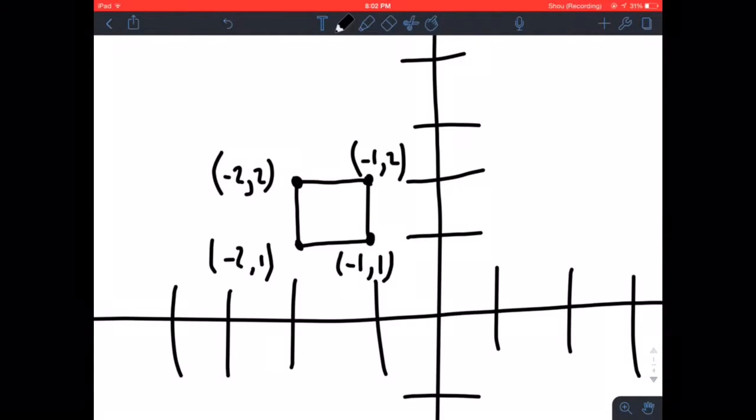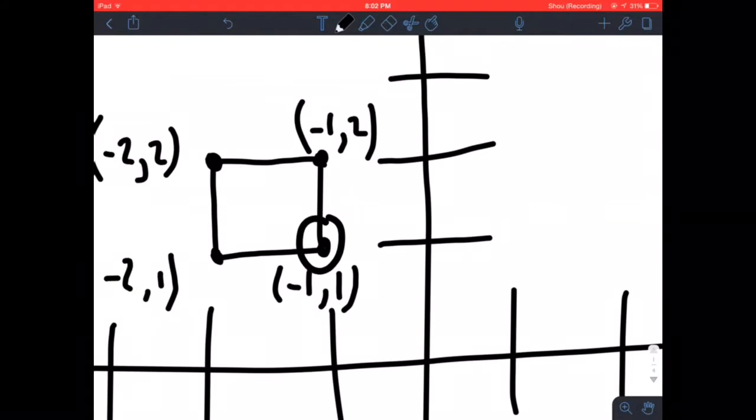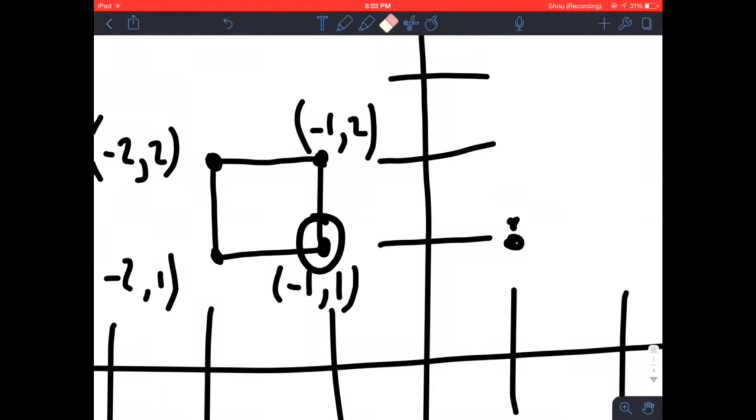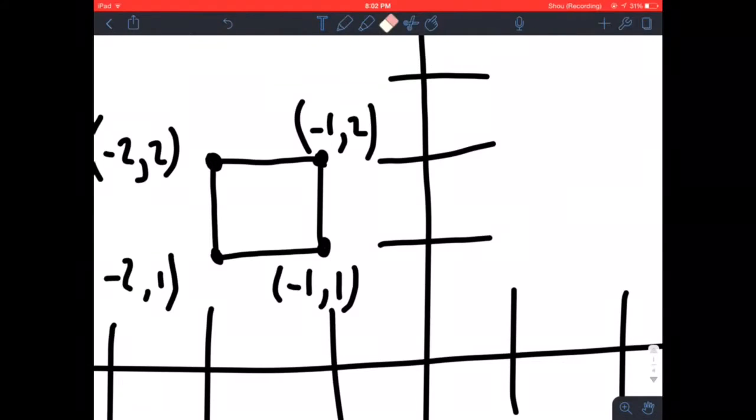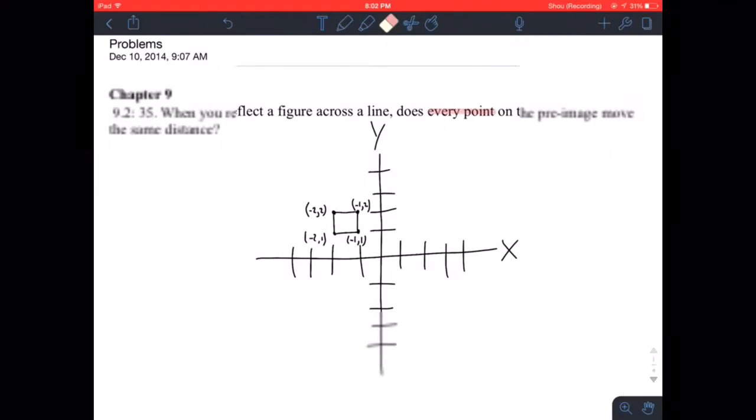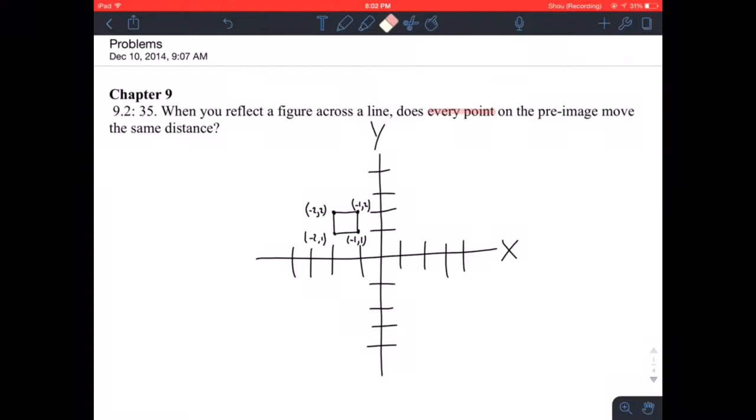And if the answer were yes, then that would mean that a point like this right here would go over here, and then all the points would be on this line. And frankly, you can tell that that's not really a square. So definitely the answer to this problem is no. Every point does not move the same exact distance.